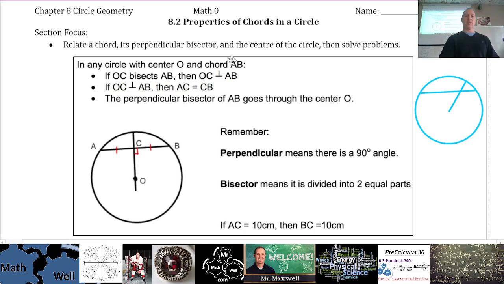So the focus is to relate a chord, its perpendicular bisector, and the center of the circle, and then solve some problems. So there's a few things here that maybe you haven't heard of before. A chord as it relates to a circle. Perpendicular, you should know what perpendicular means. Does anyone know what perpendicular means? Just want to shout it out.